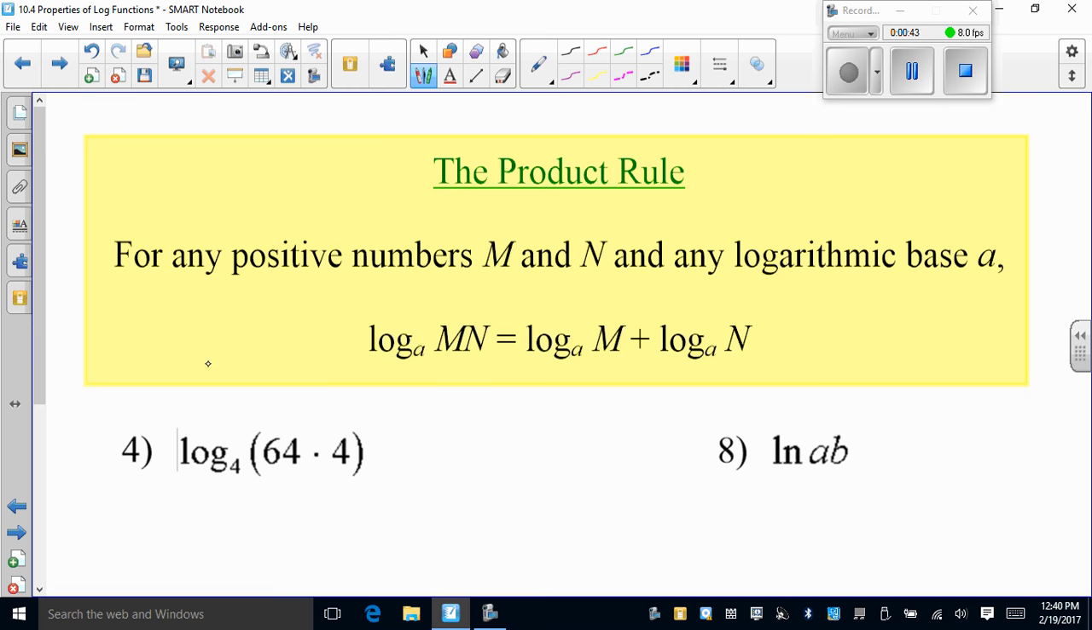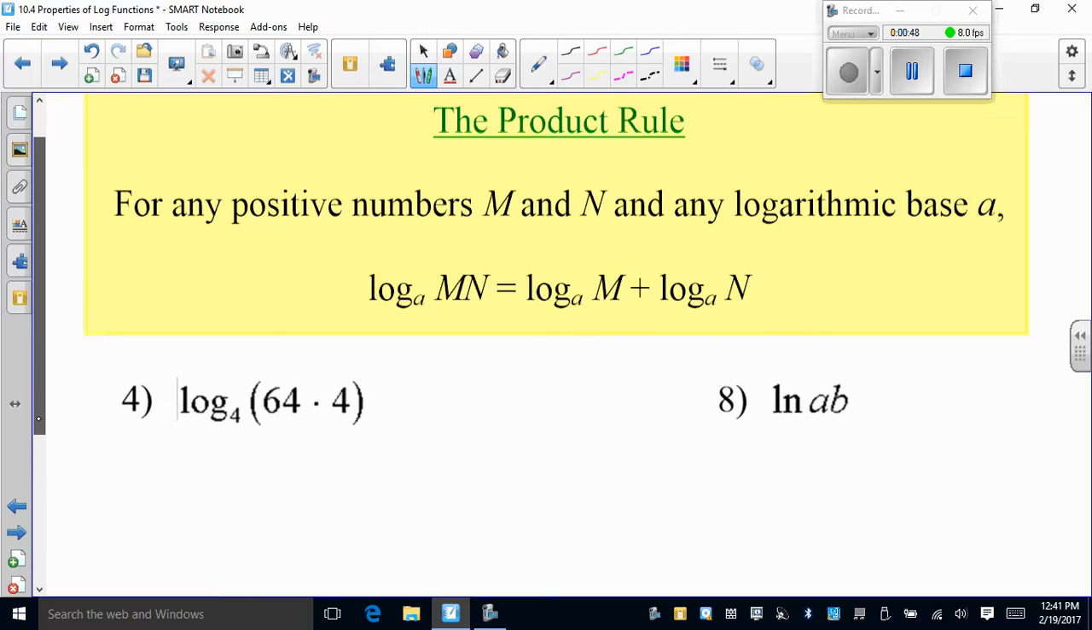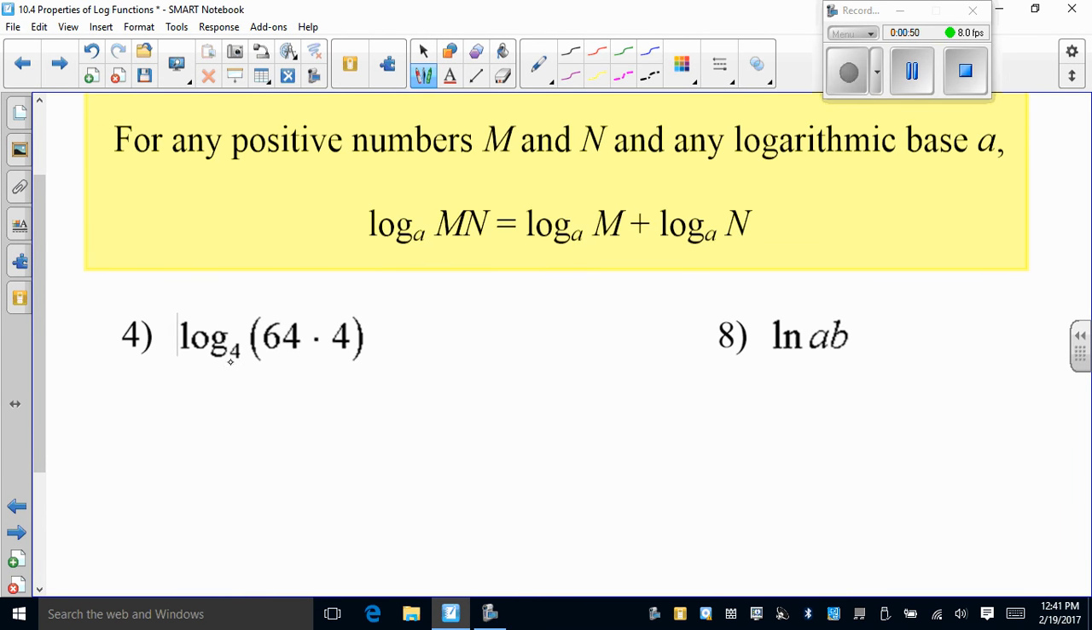So on this one here, it says log base 4 of 64 times 4 would be log base 4 of 64 plus log base 4 of 4.